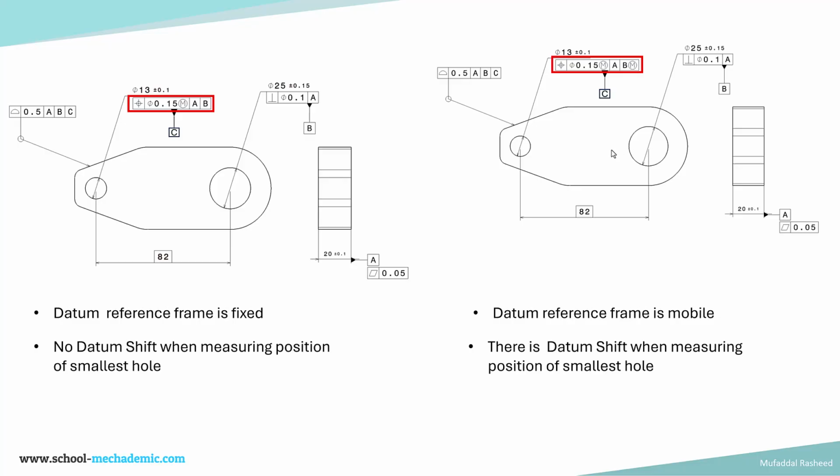So then the whole part will move with respect to that. This is with respect to inspection. When the part is being inspected, the datum reference frame, the point of reference, is stationary on the left hand side, whereas the point of reference is mobile on the right hand side. That means that there is a datum shift which will be applicable on the right hand side when measuring the position of the smallest hole. So the datum itself, the reference itself, will shift, and based on that shift, the measurement has to be taken.